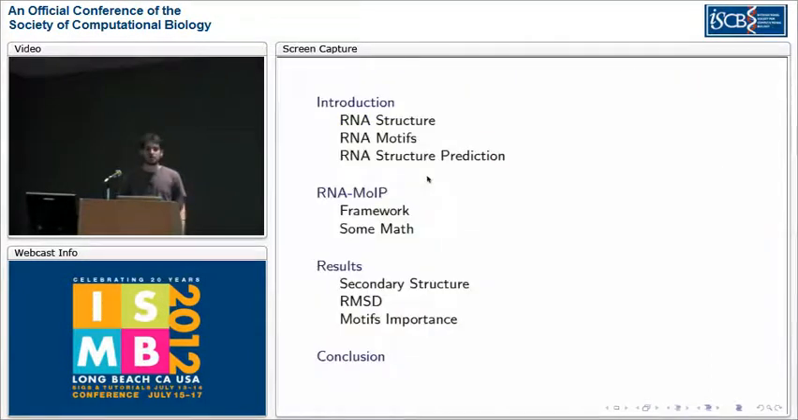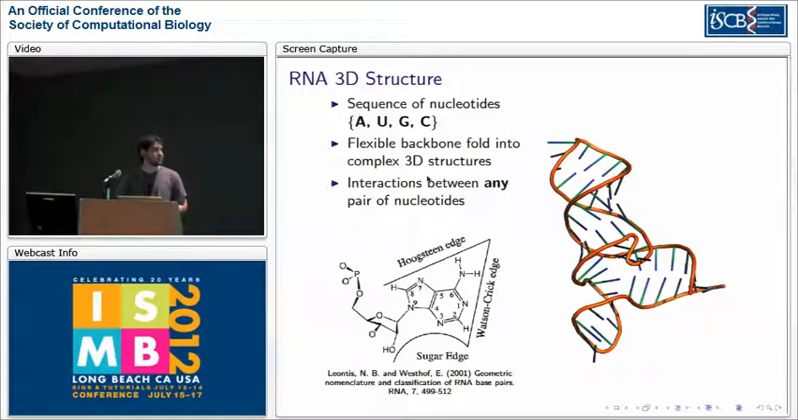So I will first start by talking quickly about RNA structure, what I understand by motifs, and the structure prediction paradigm I'm going to use. Then I'm going to introduce the framework, some math around it, and finally, the results we obtain with all that.